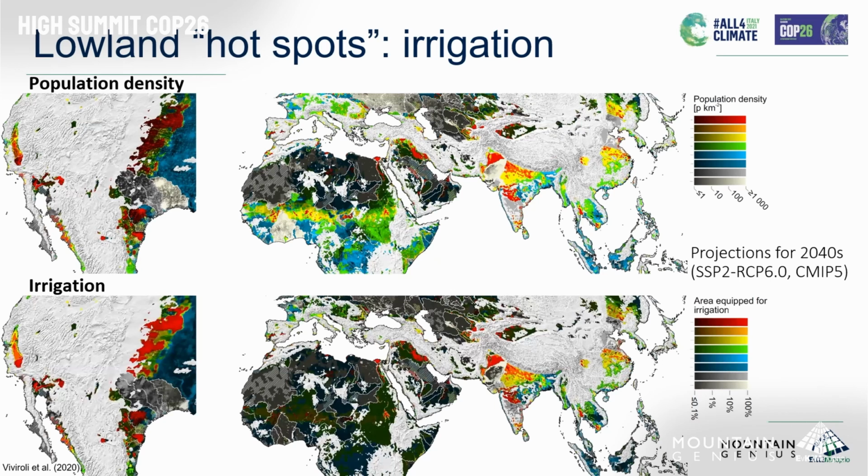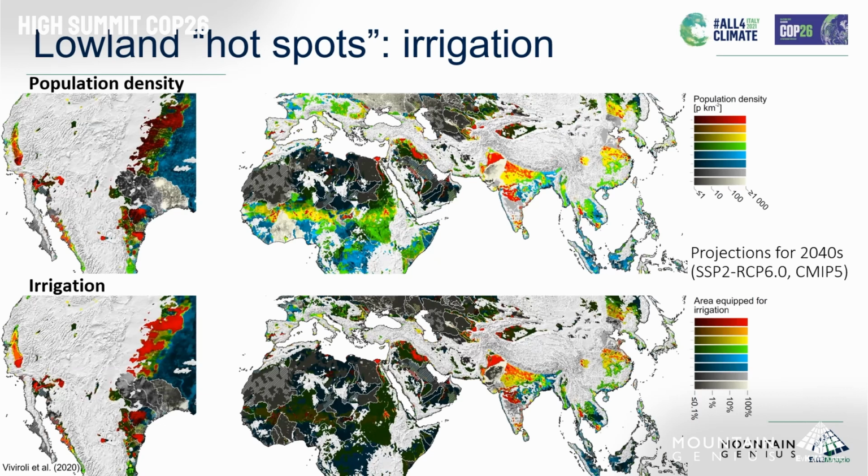What is shown here on this map on the bottom, the colors in the background are the same now, just the saturation of the core does not encode population density, but here it shows areas that are equipped for irrigation. So the fully saturated cores show lowland areas that have widespread, extensive irrigation. And comparing those two maps is quite interesting.